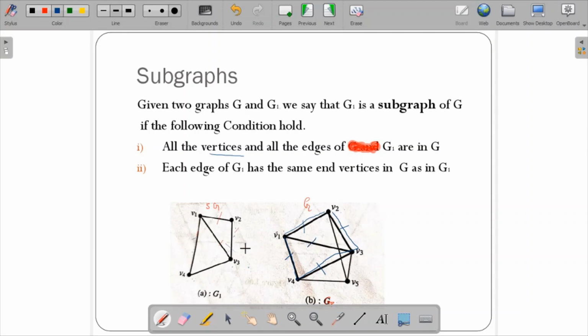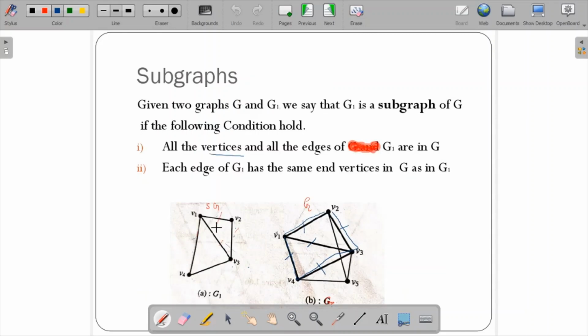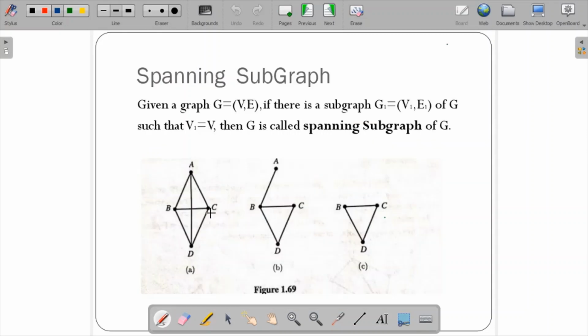Let us go to the next concept, that is spanning subgraph. In the subgraph concept, a part of the major graph should be a subgraph. Now that you understood the definition of the subgraph, the spanning subgraph is the same concept with one added condition. It is a subgraph of a graph, but all the vertices of the given graph should be there.